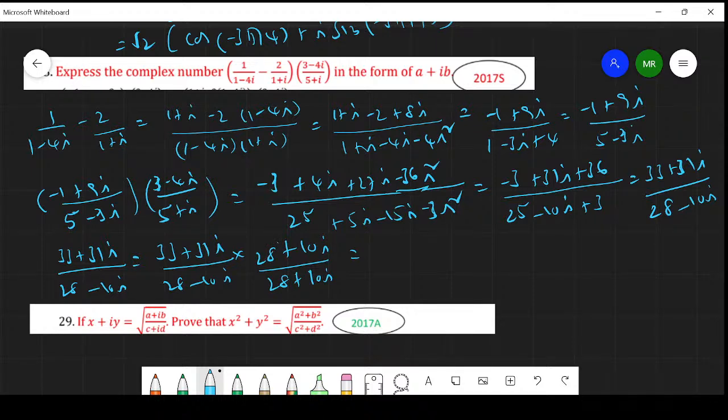Or I can make it simple. You will get the simplification, though it will get lengthy, but you should multiply. You rationalize this. You multiply 33 and 28, and all these numbers. You should do that. If you multiply all that, you will get the final answer. Just multiply each and every number.